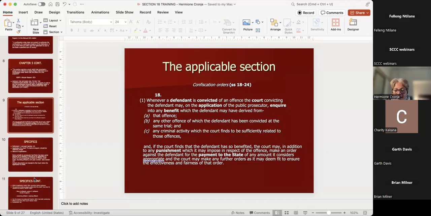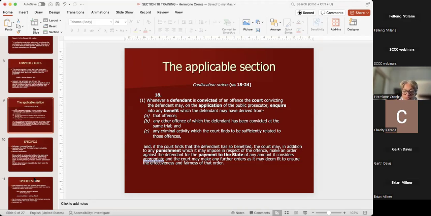Section 18 allows the court to inquire beyond just the benefit derived from the convicted offense, and says the court may also have regard to any other offense of which the defendant has been convicted at the same trial, and any criminal activity, more importantly, which the court finds to be sufficiently related to these offenses. So if the accused has been charged or implicated in other criminal activity, so in other acts of drug dealing, the court may have regard to benefits derived from other criminal activity. And we'll come back to what those circumstances are.